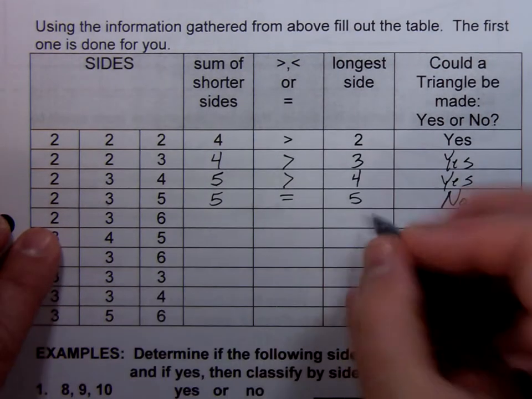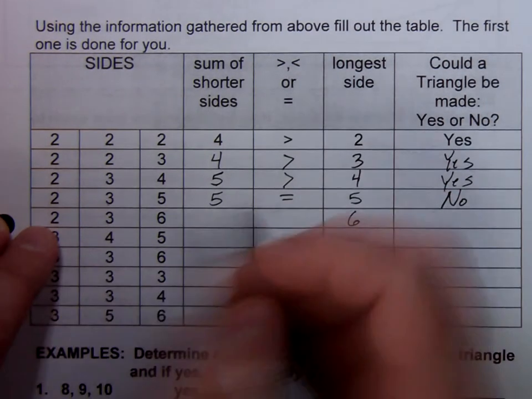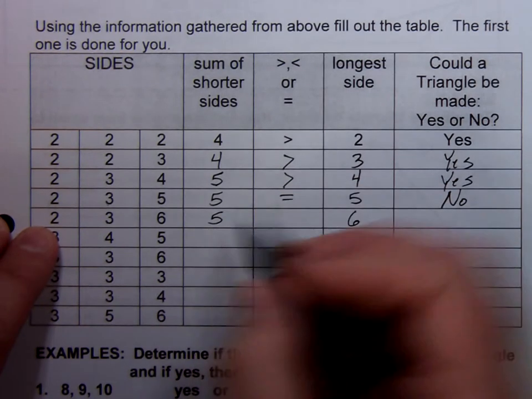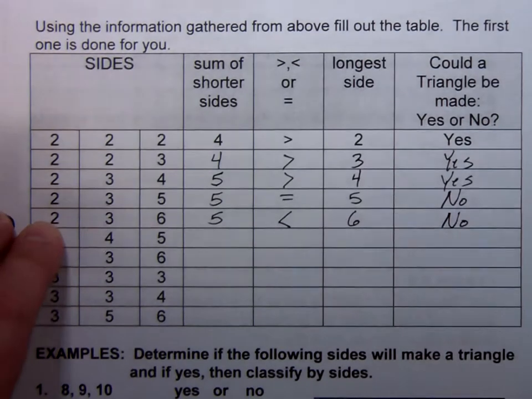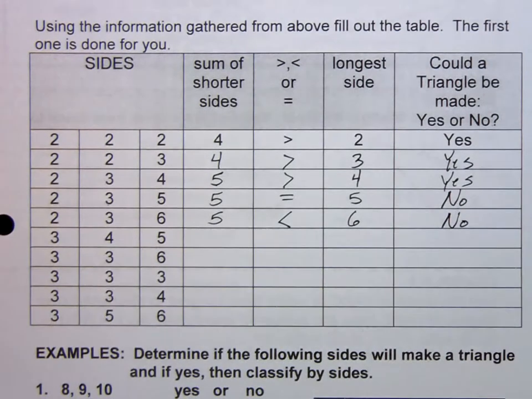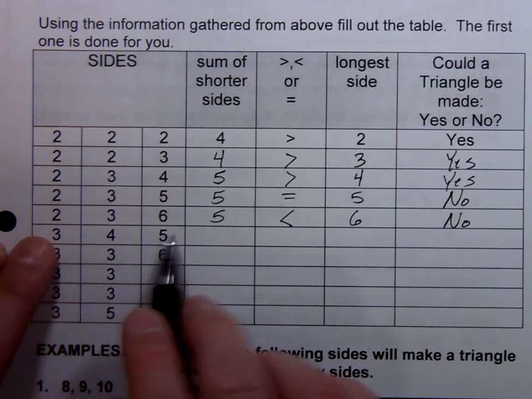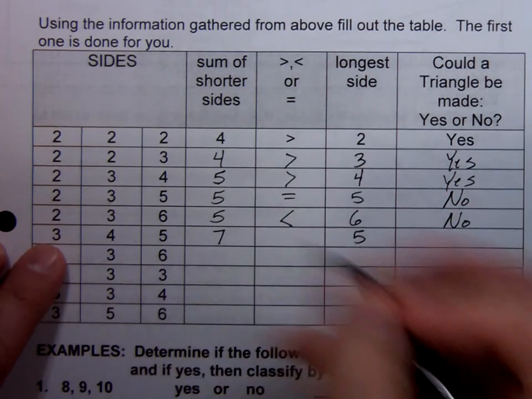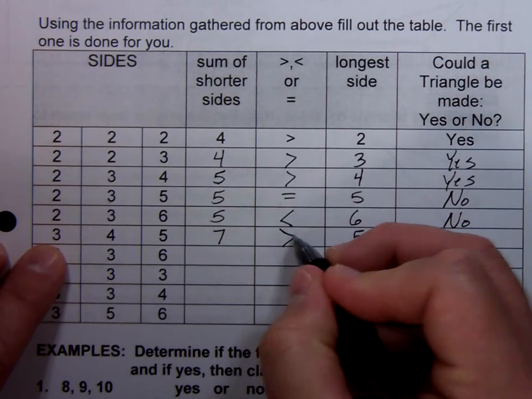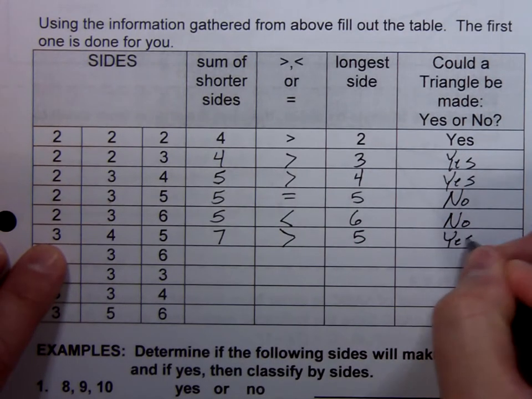Here the longest side is 6. The sum of 2 and 3 is 5. The sum of the two shorter sides is less than the longest side. No, we can definitely not make a triangle out of that. The sum of the two short sides has to be greater than the longest side. Here the longest side is 5. 3 and 4 have a sum of 7. That is greater than the longest side, so yes, we can make a triangle out of that.